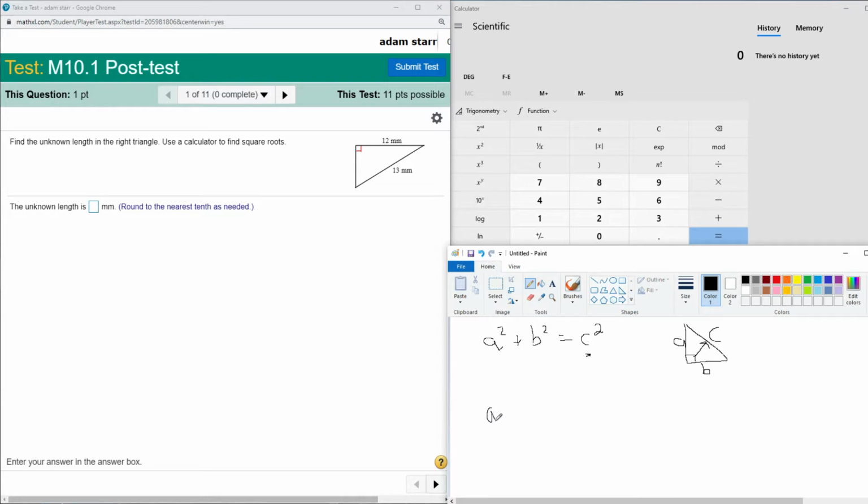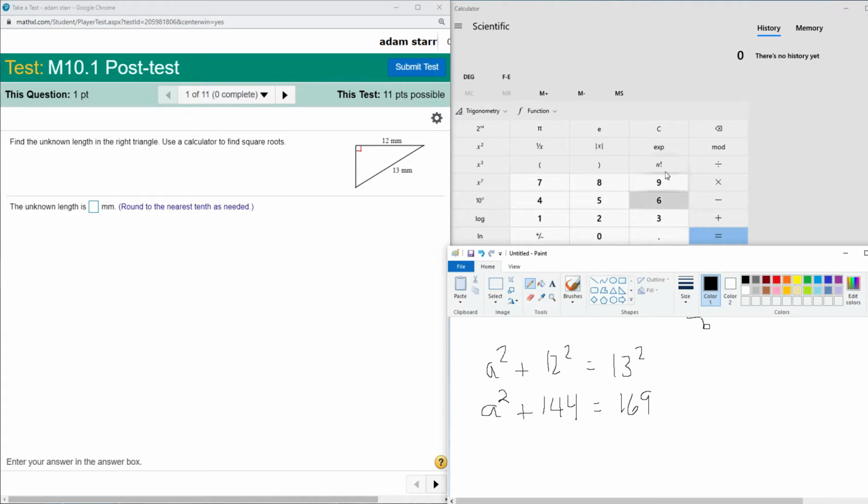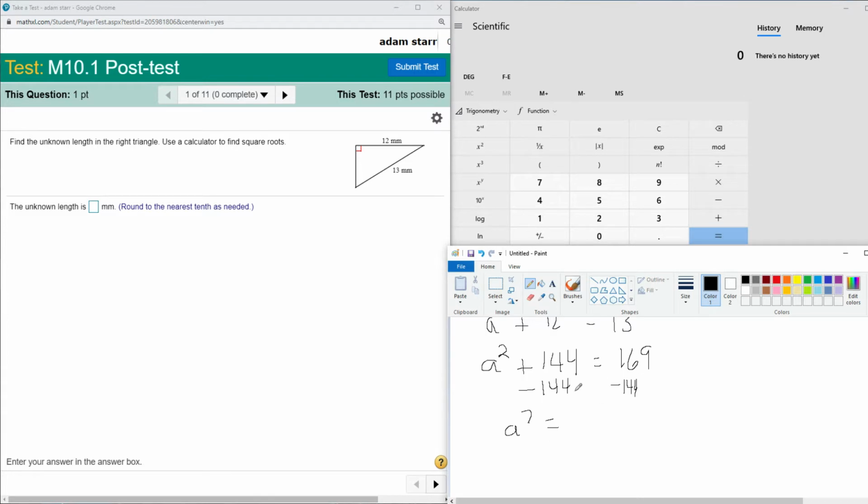So I'm just going to say A squared, I will say it's B, plus the 12 squared equals 13 squared. Then we just have to solve this for A. 12 squared is 144. 13 squared is 169. So we have A squared plus 144 equals 169. To solve for A, we subtract 144 on both sides. So A squared is equal to 169 minus 144.